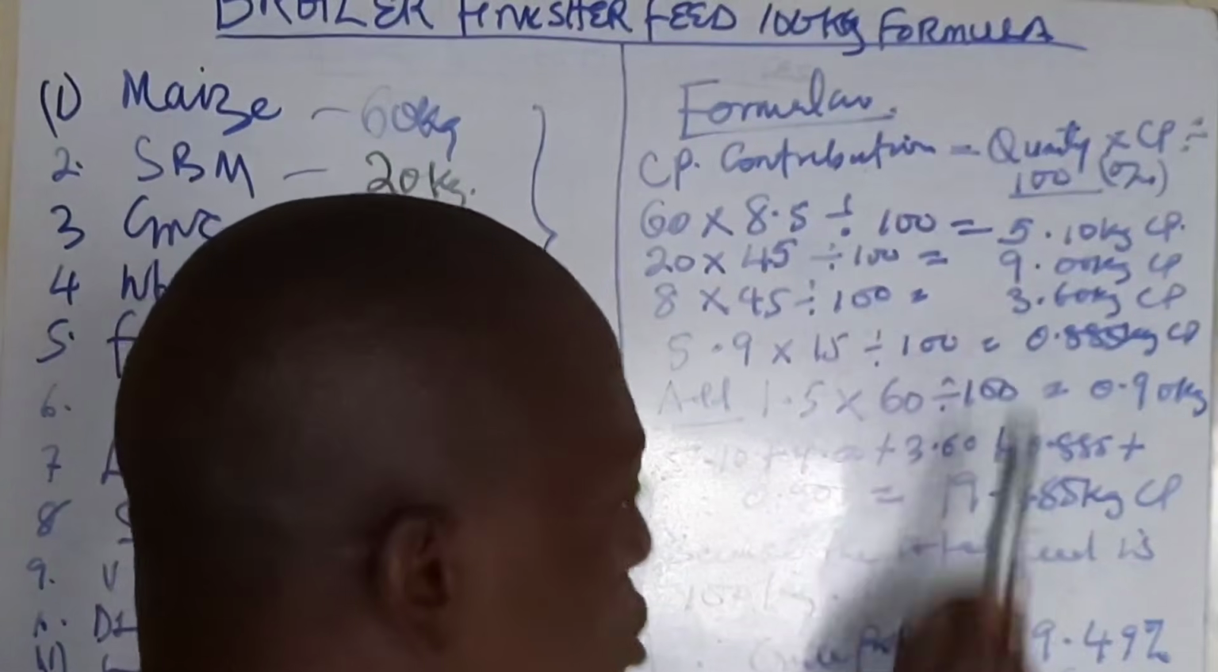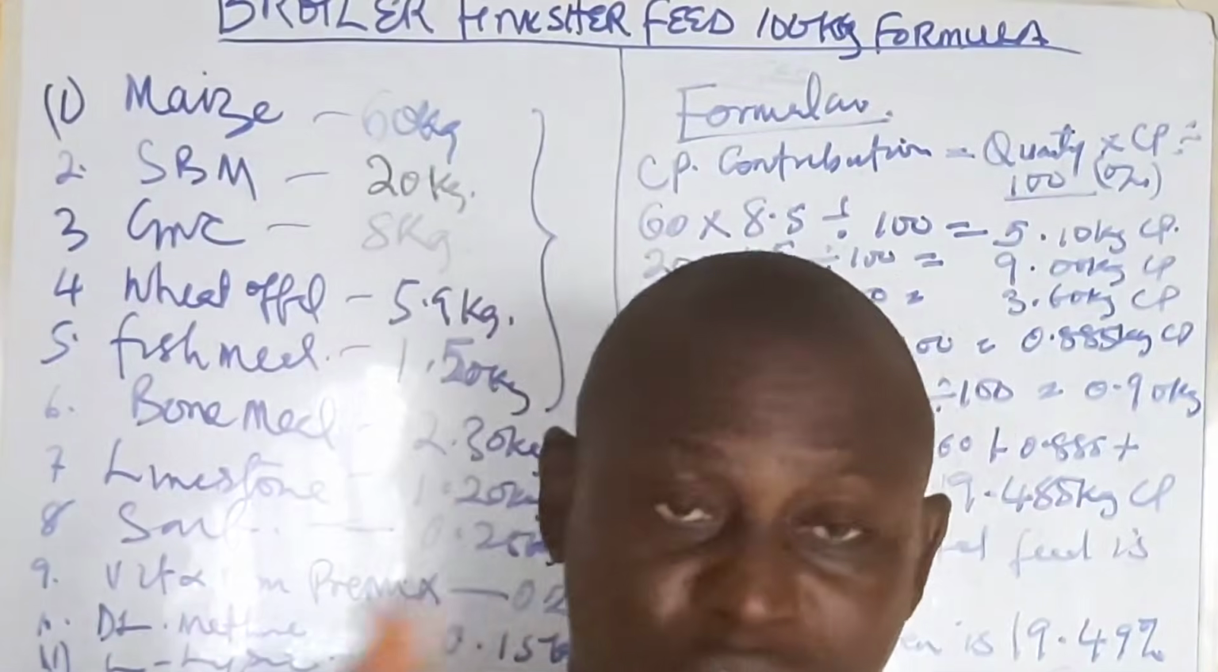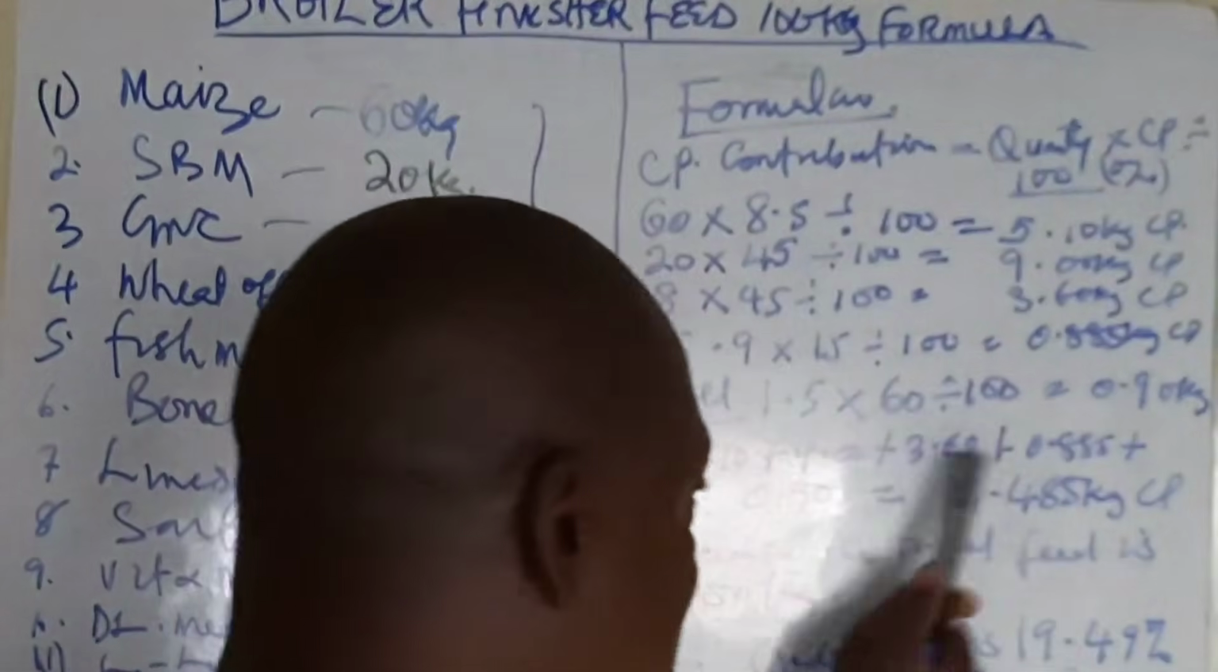You can use a calculator and add up this by yourself. If you don't have a calculator, use your phone and press it. You can see how you are going to get it.